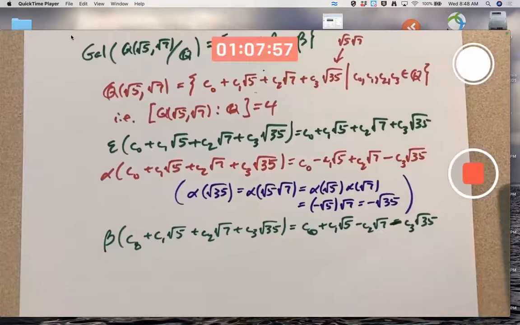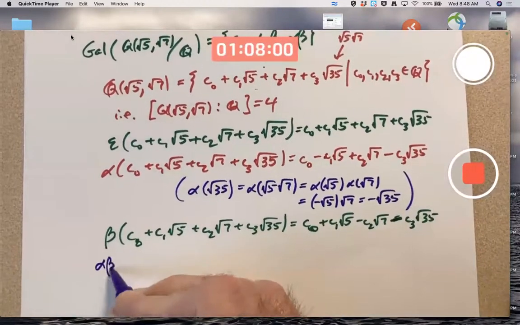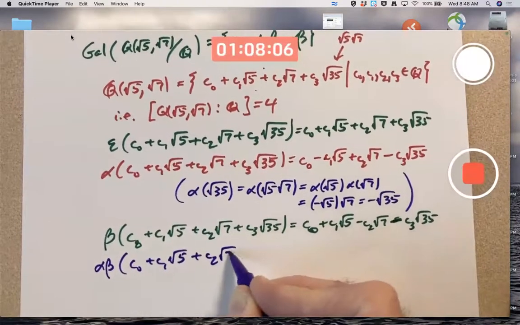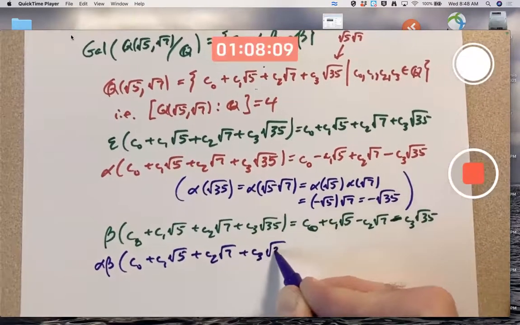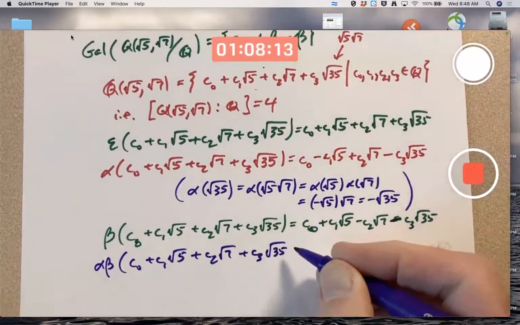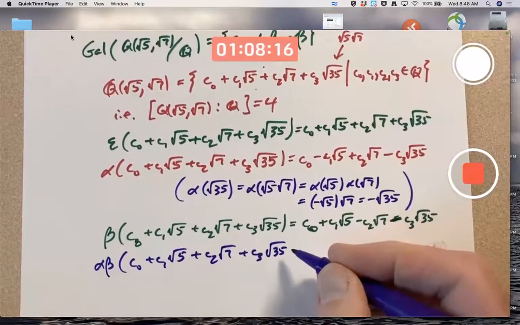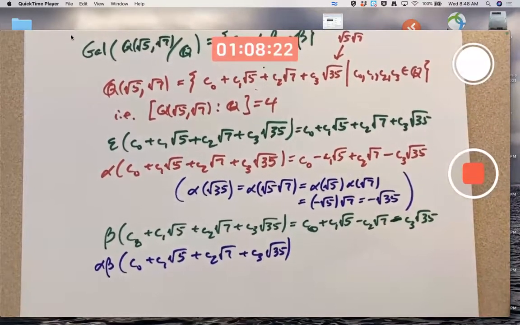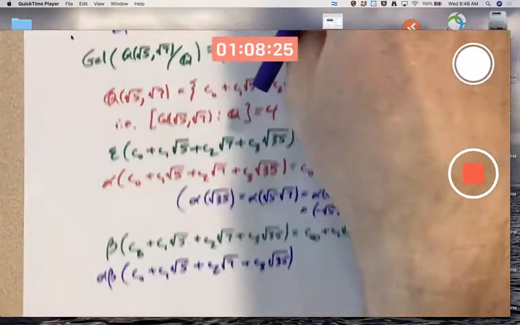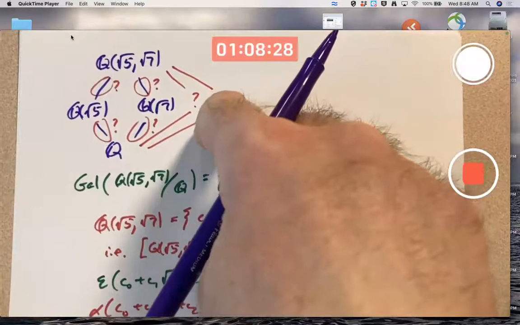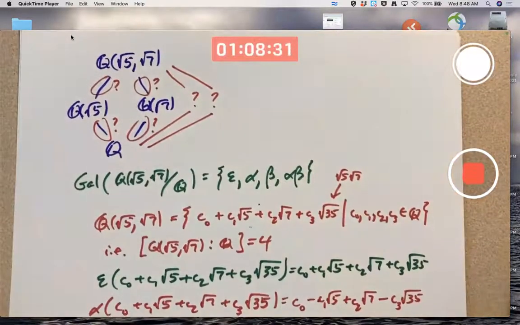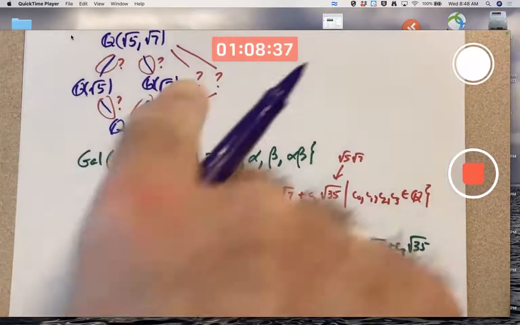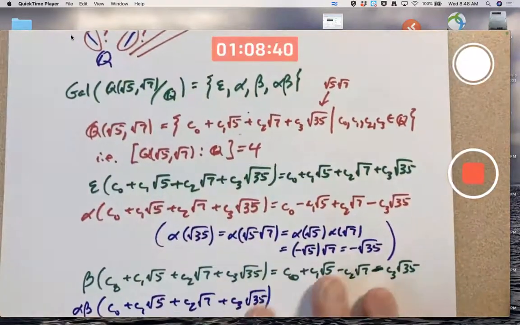Finally, what does alpha compose beta do? And I'm just realizing that maybe my answer to this question of whether there were other fields, I said the answer was no, but maybe the answer is yes, because I'm realizing the subgroup lattice is going to be bigger than this. So I was a little too cavalier.